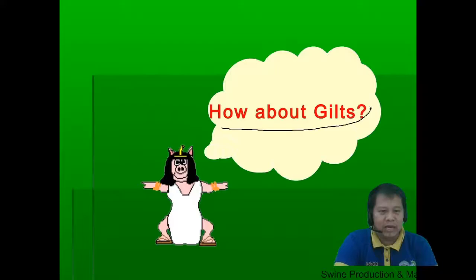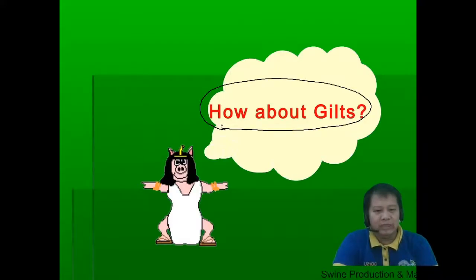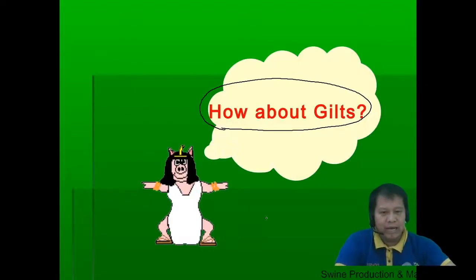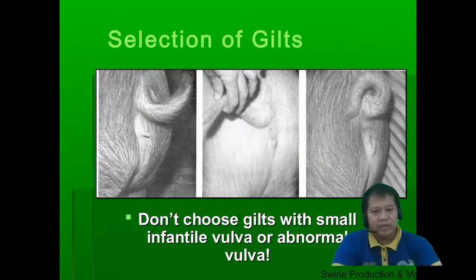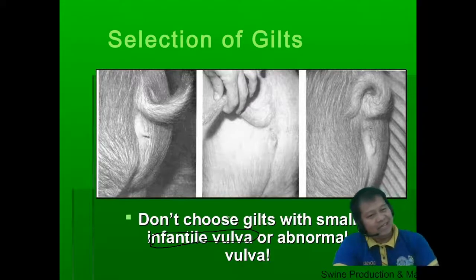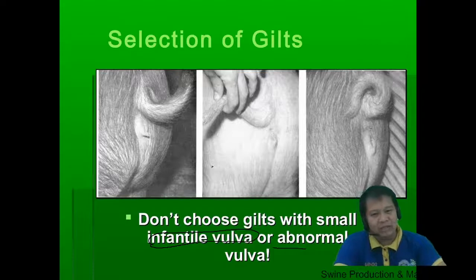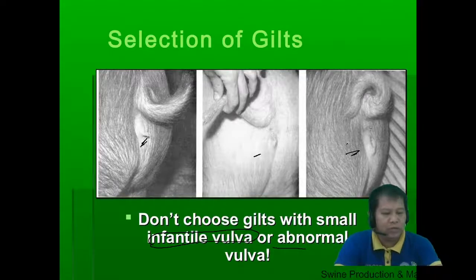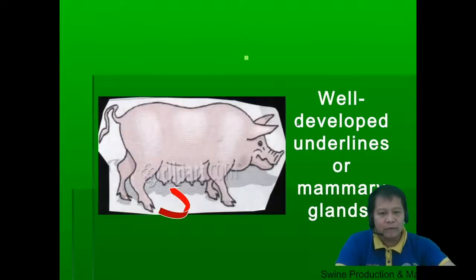Sa mga babaeng baboy natin, yung about to breed, dumalaga. So, what are the bases on selecting? The first is don't choose gilts with a small, infantile vulva. Then, abnormal vulva. So, look at this. These are abnormally sized vulva. Look for the normal size of the vulva.